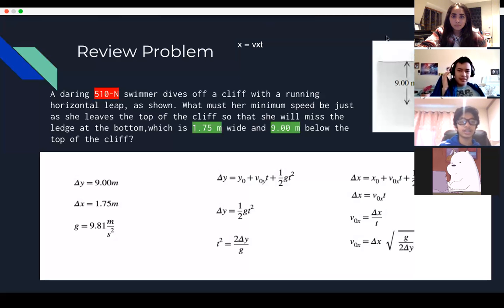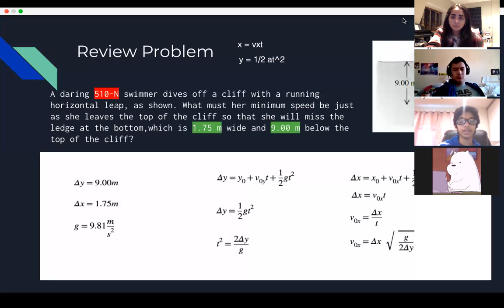That distance is the x velocity times time. And we need to find the x velocity. We know the distance, and we also don't know the time. To find the time, we can use the y equation, which is y is equal to 1/2 a t squared. So we know that it's 9 meters tall, and the acceleration due to gravity is minus 9.8 meters per second squared.